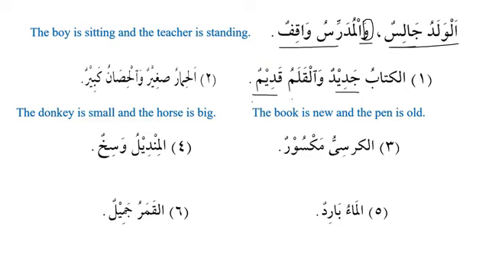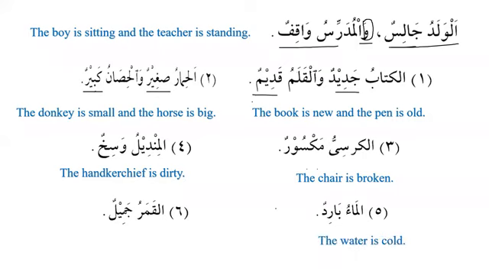So al-kitabu jadidun wal-qalamu qadimun. So new and old. And similarly, we have saghirun and kabirun. Whereas these words like al-himar wal-hisan, you know them already, alhamdulillah. Then we have al-kursiyu maksurun. The chair is broken. And al-mindilu wasikhun. The handkerchief is dirty. Similarly, we have al-ma'u baridun, the water is cold. And then we have al-qamaru jamilun, the moon is beautiful.